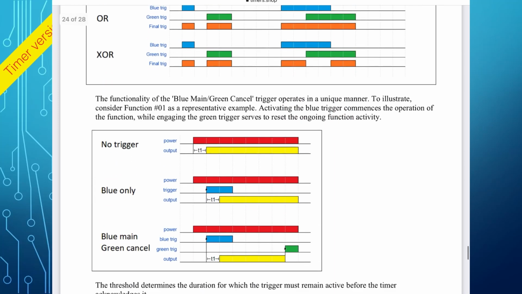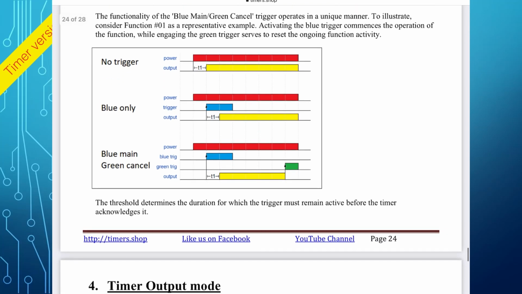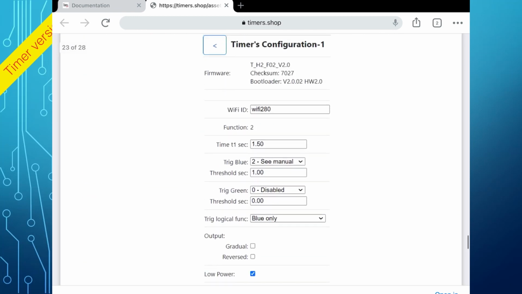Let's examine the blue main, green cancel mode. In this setting, initiating the function is controlled by the blue trigger, while the green trigger, once activated, terminates the operation. Another thrilling addition is the trigger threshold.